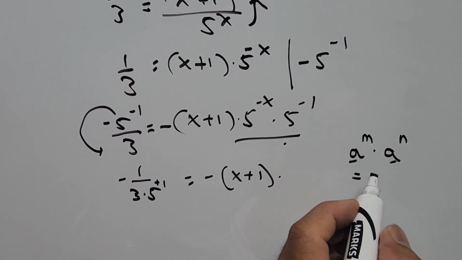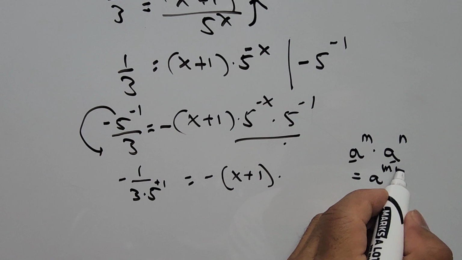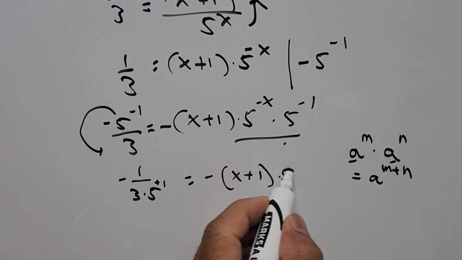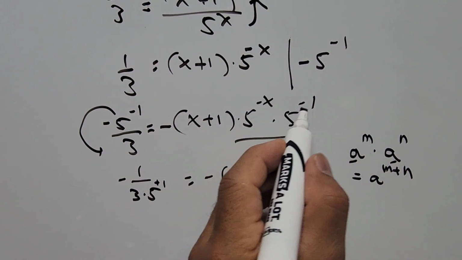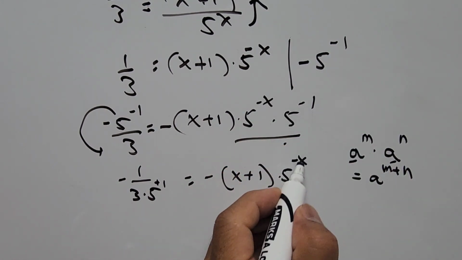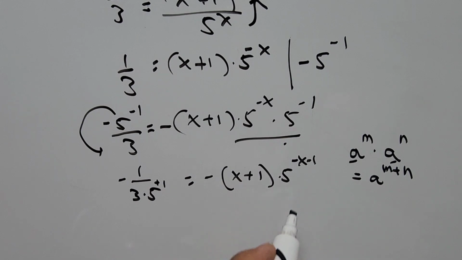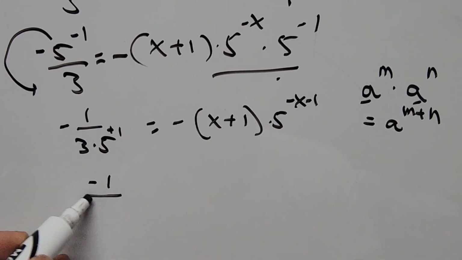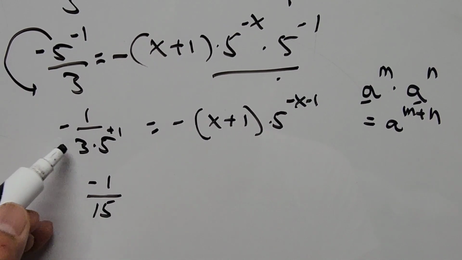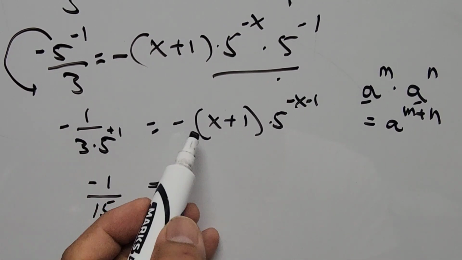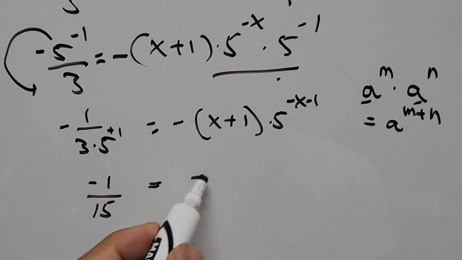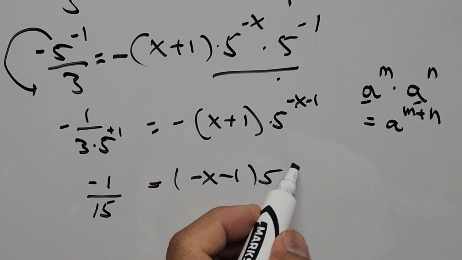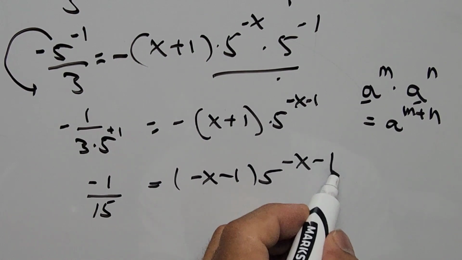We have the same base, so we have a to the power of m plus n. So we have here 5 to the power of minus x plus minus 1. So that is negative x, negative 1. And so simplifying this further, we have negative 1 over 15 denominator equals, distributing the negative sign, negative x, negative 1 times 5 to the power of negative x minus 1.